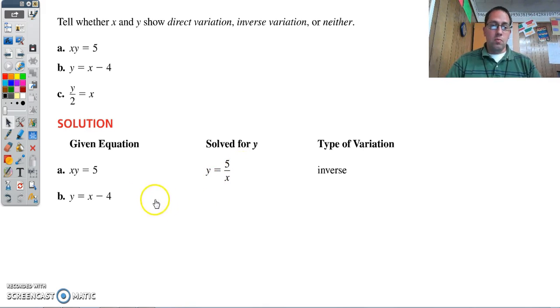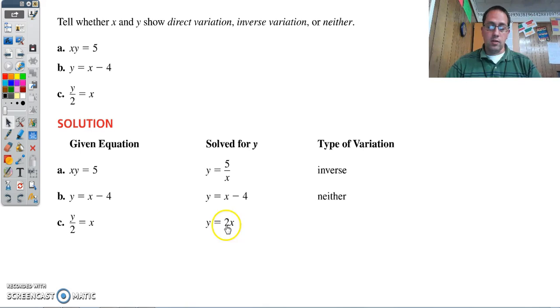B, well, it's already solved for y. Right? And does this look like a times x, or does this look like a divided by x? Well, it's neither one. And so this is neither one. For C, here's the original, get y by itself, so we have to multiply both sides by 2. And so we have y equals 2 times x, 2x. So this is a times x, so this is direct variation.